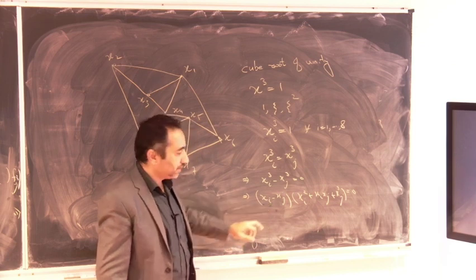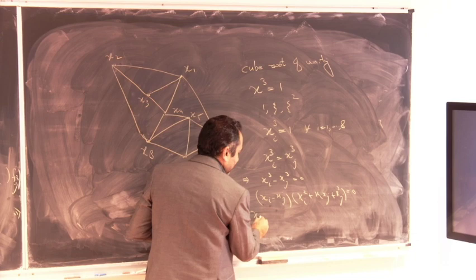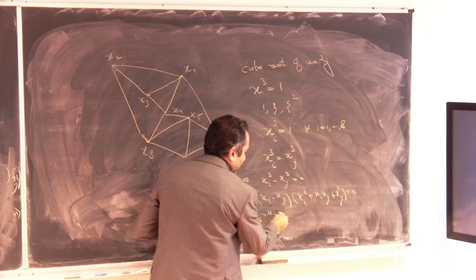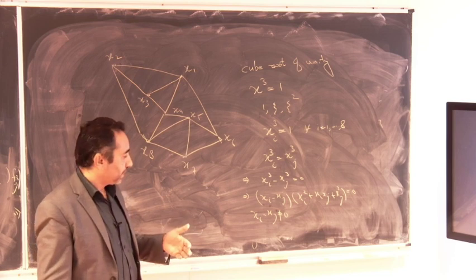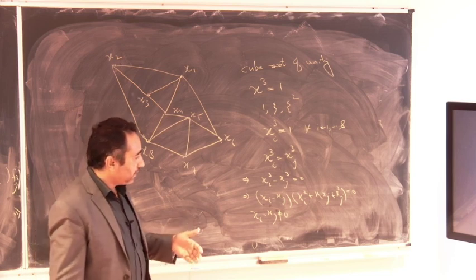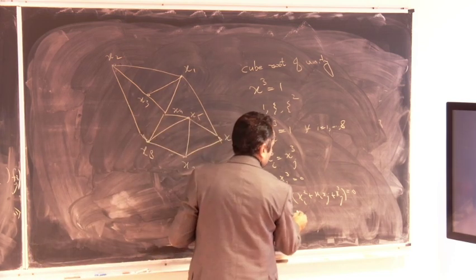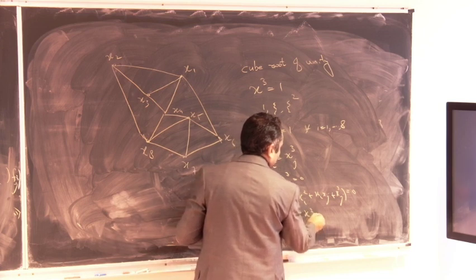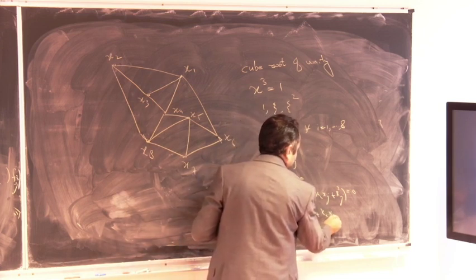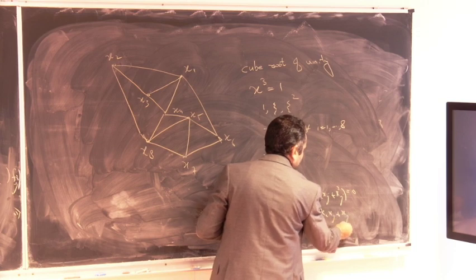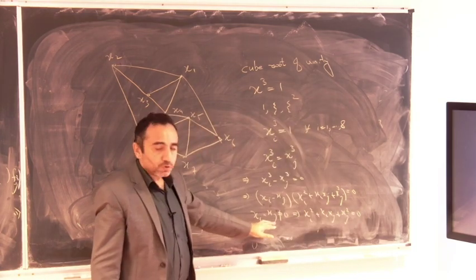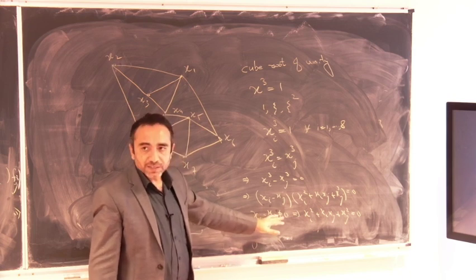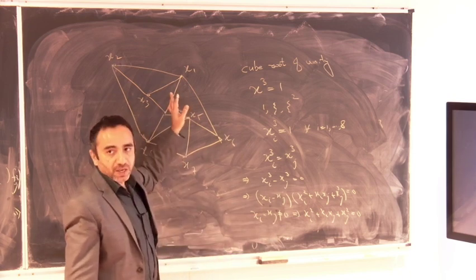But we don't want this. We don't want to have xi minus xj equal to 0. So that cannot be 0. If it is 0, that means both are having the same color. And so this implies that xi square plus xi xj plus xj square is equal to 0. So this is for those xi and xj which are sharing an edge.